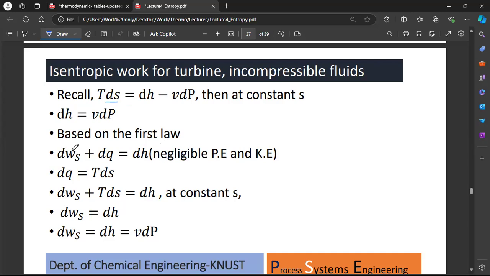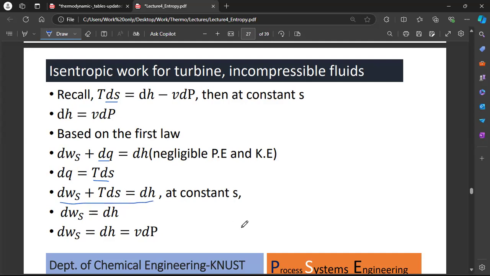Then we also said that if you're looking at the first law, the change in the work plus the change in the heat will be equal to the change in the enthalpy. So this is a change in the shaft work, change in the heat. This is a change in the enthalpy. So this is the energy balance for open systems, when we neglected kinetic and then potential energy. So we have here our dq. Remember we said dq, we can represent it with Tds. So I can replace dq here with Tds to get this expression.